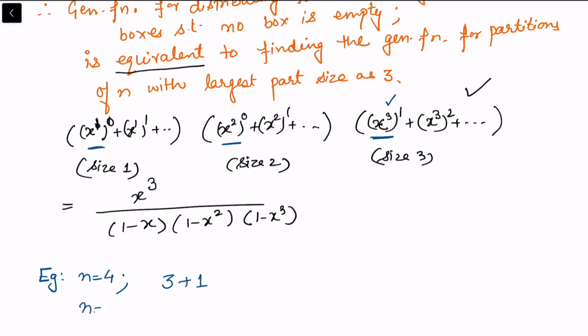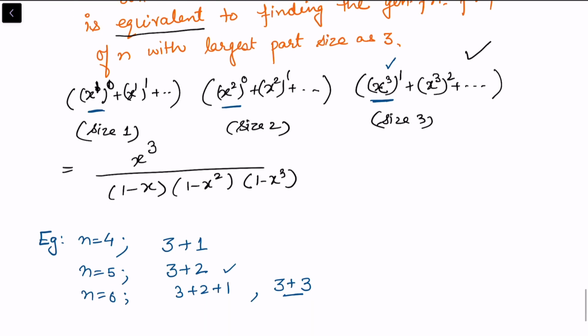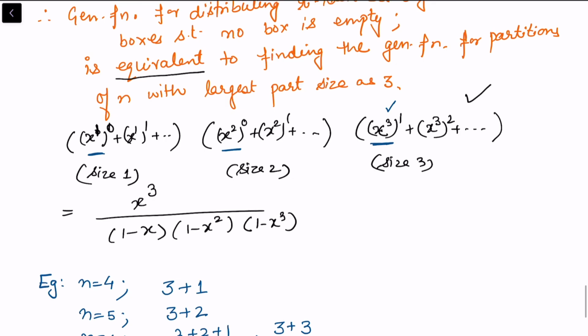If I take n is equal to 5, I may consider a partition 3 plus 2. In this 1 is not repeating. If you take n is equal to 6, we can consider 3 plus 2 plus 1 as a partition, or 3 plus 3 as a partition, 3 repeating 2 times. And also we can continue finding any other larger number's corresponding partitions where the largest part size that we are using is 3. And hence this becomes the generating function for the required problem.